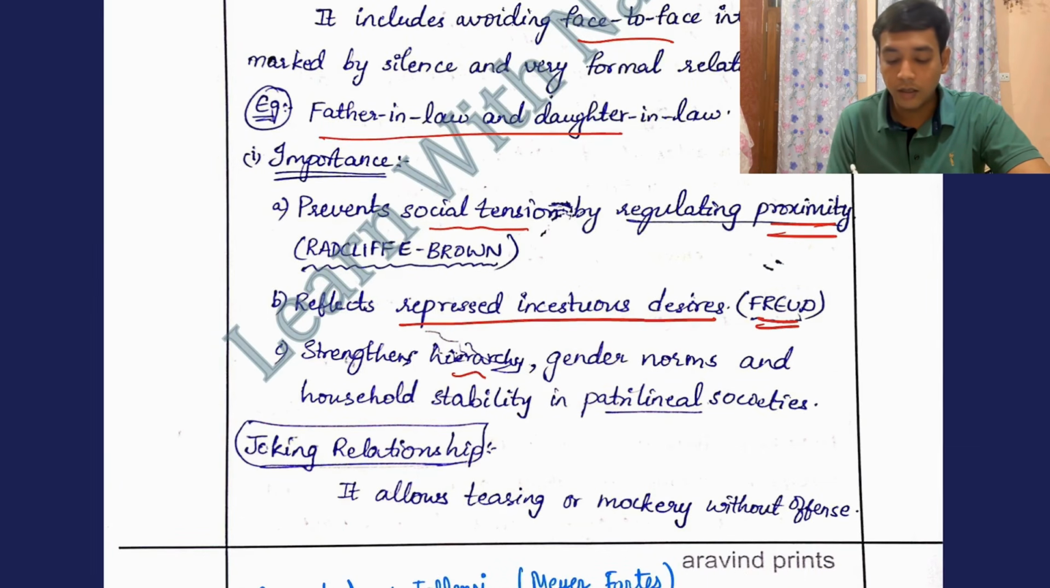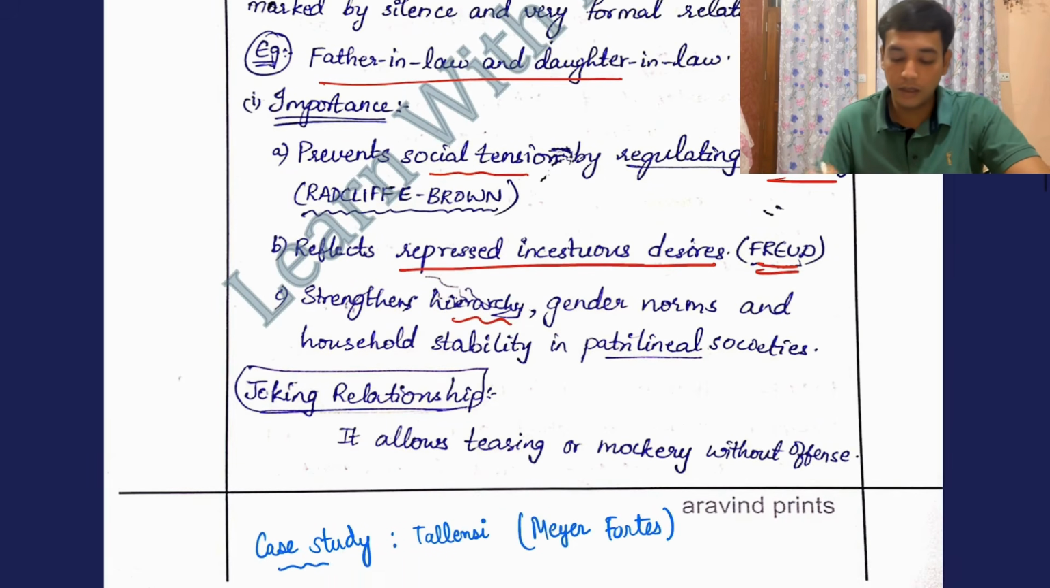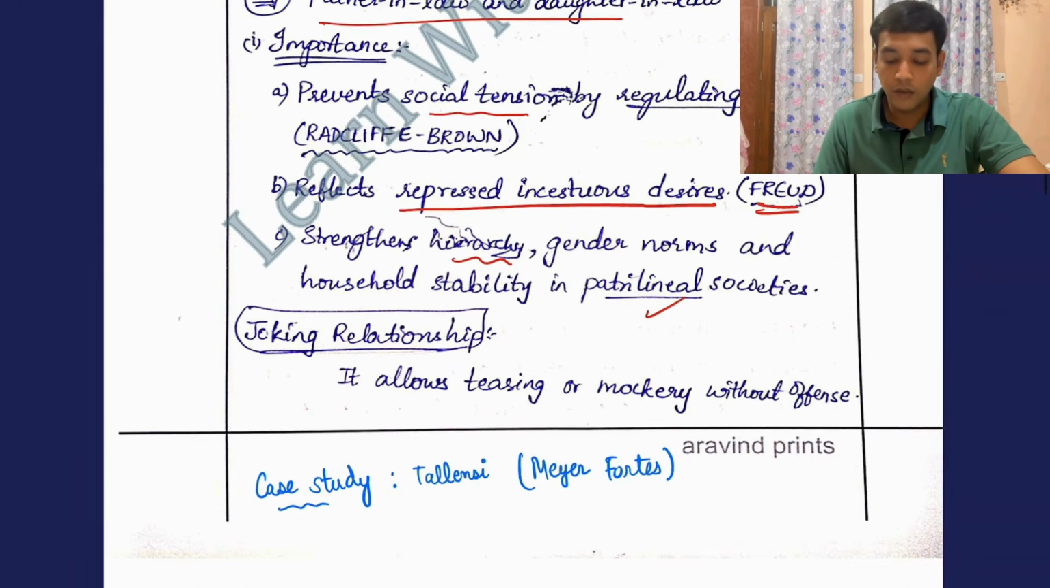Then it shows hierarchy, that who is above and who is below in the hierarchy. Okay, for example, a person who is very high in the hierarchy and a person who is very low in the hierarchy in a society, they would have an avoidance relationship to show that yes, there is some sort of hierarchy present. Okay, right? Then we have the joking relationship.